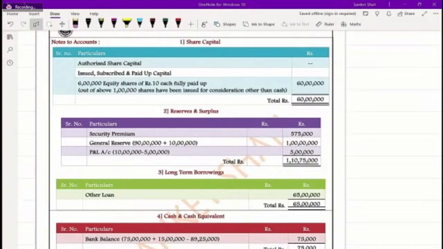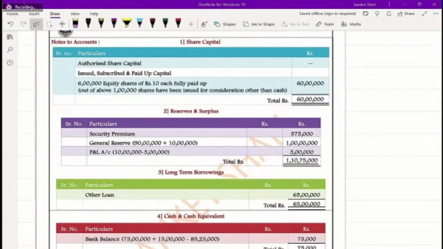Chalo, now last 10 minutes for everything till today. Full revision till today, from bonus shares to redemption of debentures, all 3 chapters. Tomorrow we are going to start with, yes, all concepts are taken. Maximum problems are covered in these 4 to 5 days.